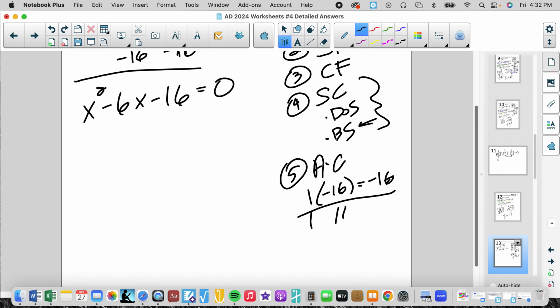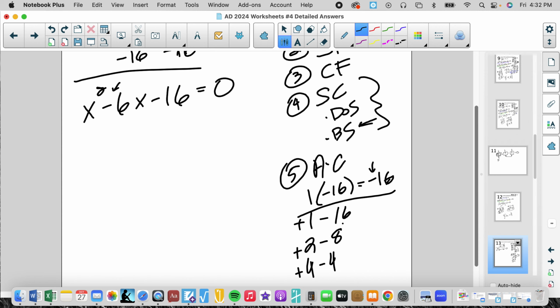Factors of 16: 1 and 16, 2 and 8, 4 and 4. My signs are going to be positive and negative. They're going to be different because that's the only way I get a negative. And then I'm going to cheat by going here. That's my indicator. The bigger number is always going to have that sign. So 16, 8, and 4 get the negative. And the other one, they have to be different signs.